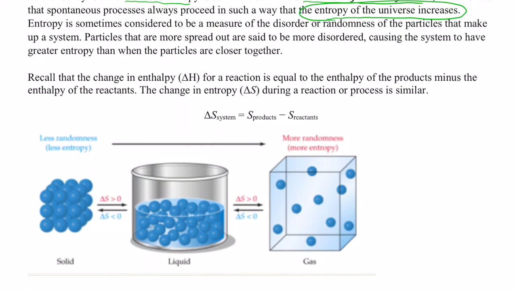Now recall that the change in enthalpy, delta H for a reaction, is equal to the enthalpy of the products minus the enthalpy of the reactants. Do you remember Hess's law? Yeah, we just finished with that.